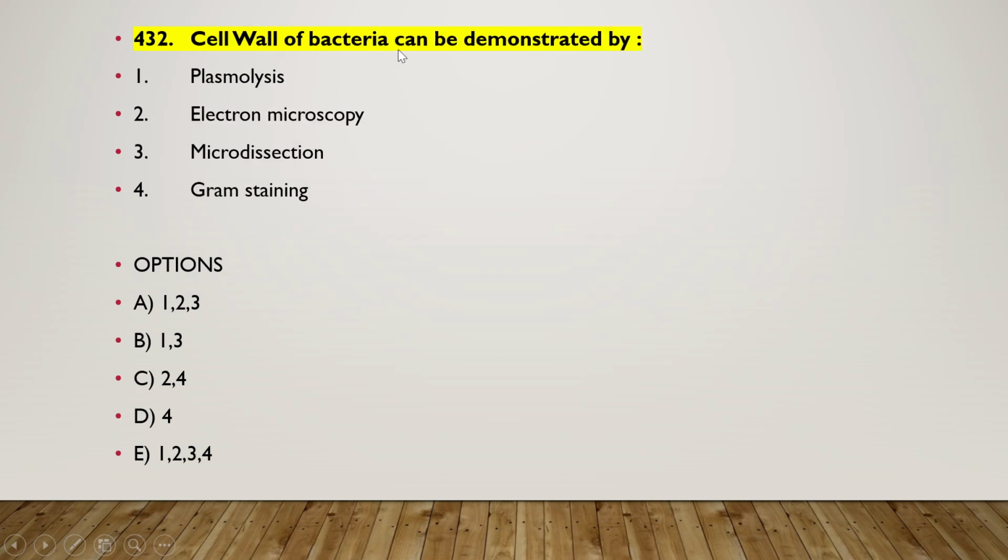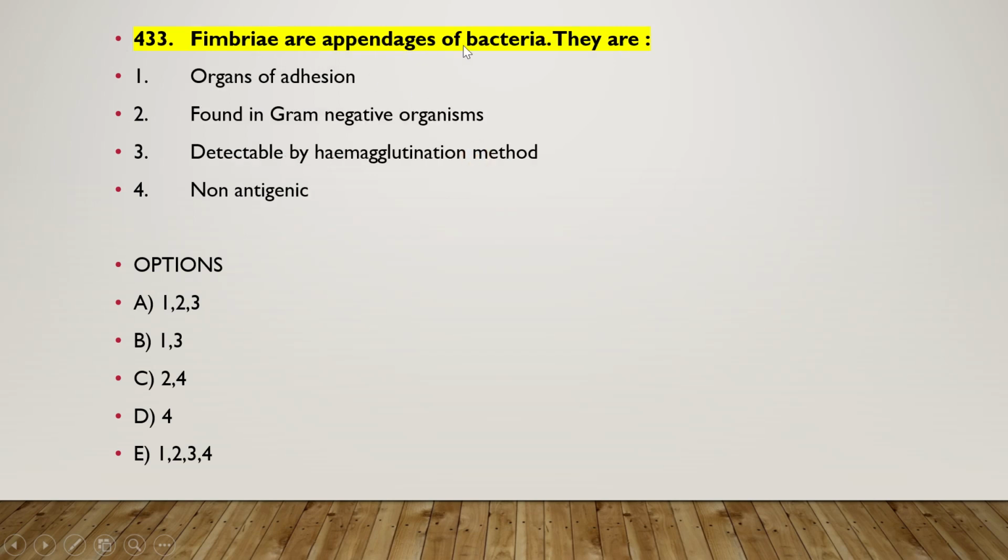So next one is: cell wall of bacteria can be demonstrated by plasmolysis, electron microscopy, micro dissection, or gram staining. And the right answer is option A. That is plasmolysis, electron microscope, and micro dissection is the right answer. All three are right answers. Next one is: fimbriae are appendages of bacteria. They are organs of adhesion found in gram negative organisms, detectable by hemagglutination method, or non-antigenic. So the right answer is option A. That means the first three options, that are the organ of adhesion found in gram negative organism, detectable by hemagglutination method. So these are the characteristics of fimbriae.